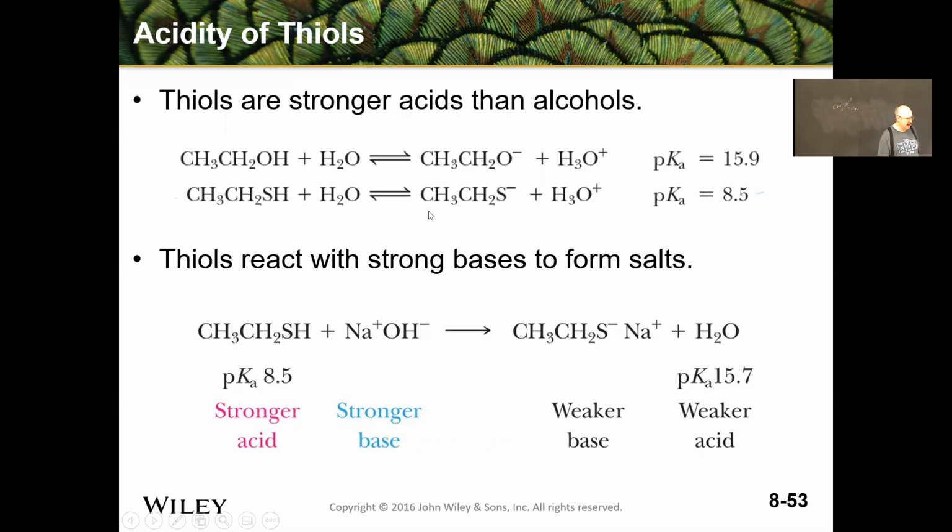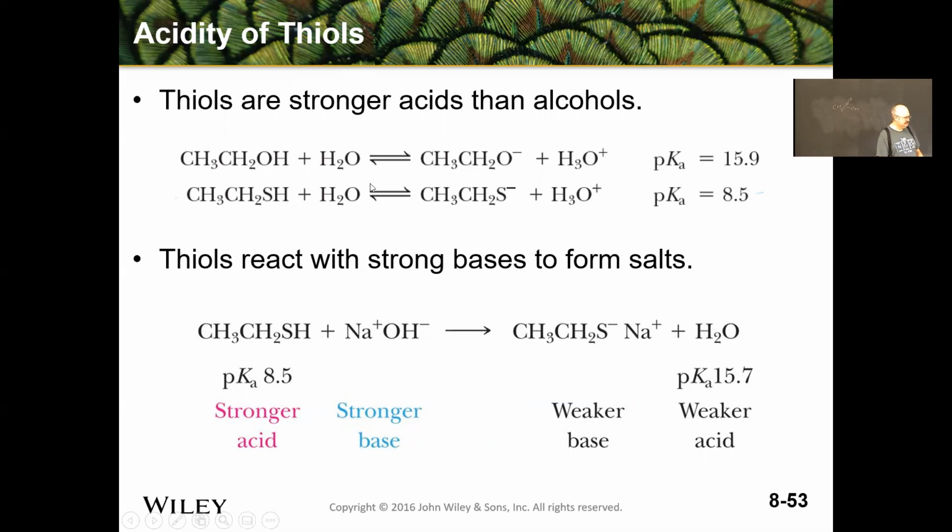Thiols are stronger acids than alcohols. Ethanol has a pKa of 15.9. Ethane thiol has a pKa of 8.5. And for comparison, acetic acid is 4.74. Okay, so each one of these units, again, is a power of 10. So that's 7 powers of 10, or about 10 million times more acidic than ethanol.